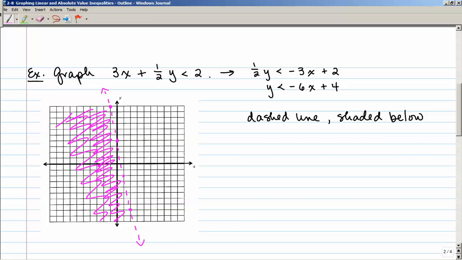So what does this mean? This means that every point in that shaded region works in this inequality. So if I were to pick any point over here and I plug in the x-coordinate for x and the y-coordinate for y, this inequality would be true. Y would be less than negative 6x plus 4.